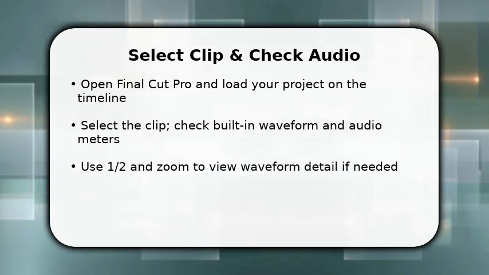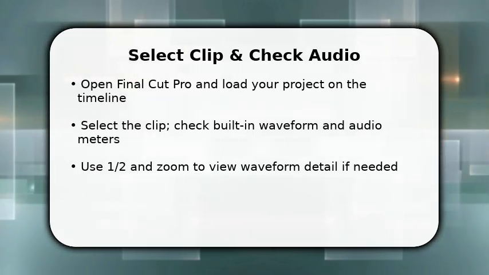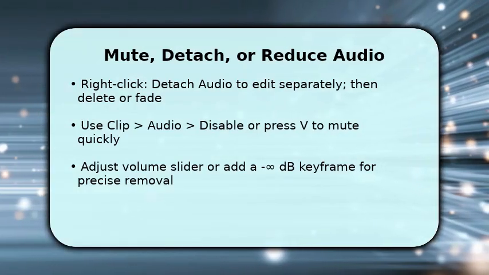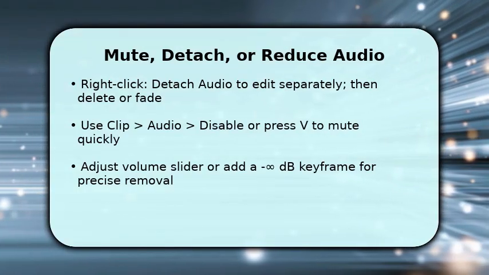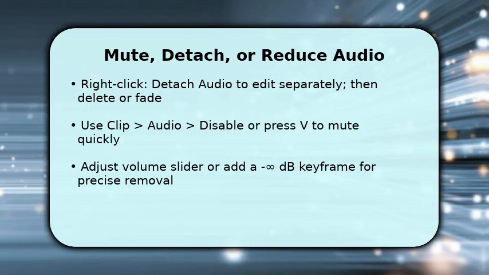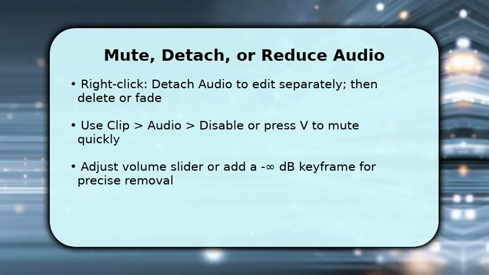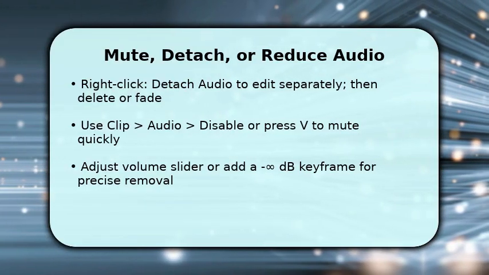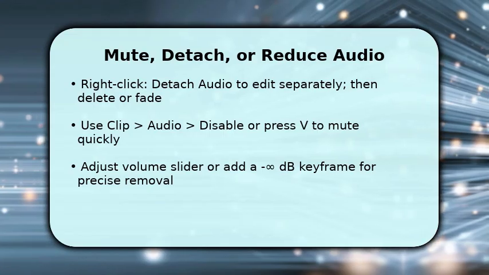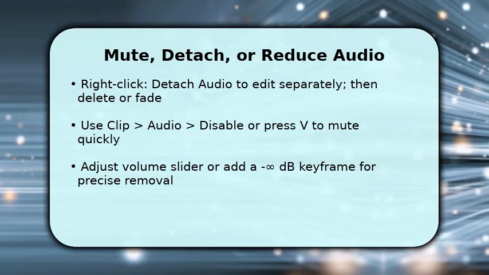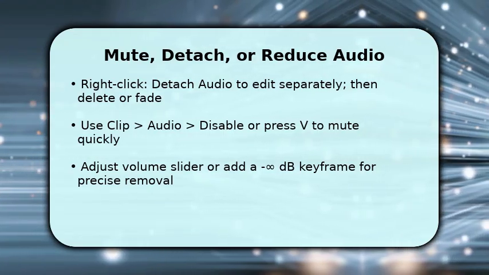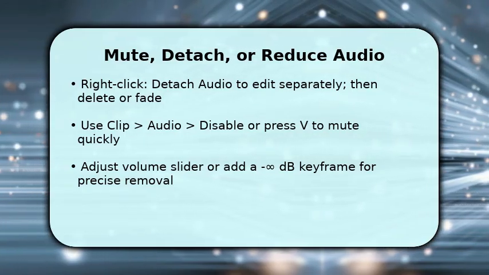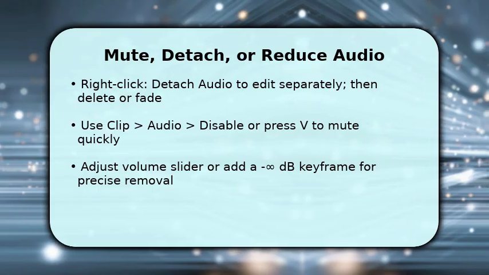Now you remove the unwanted sound using one of 3 quick options. You can detach audio to treat it as a separate clip and delete or fade it out. This gives precise edits. Alternatively, disable audio via clip audio or press V to mute the entire clip instantly. For partial removal, add volume keyframes and drag down to infinity dB or lower the clip volume slider. This preserves timing while suppressing sound. Make sure to play back the section to confirm the result.